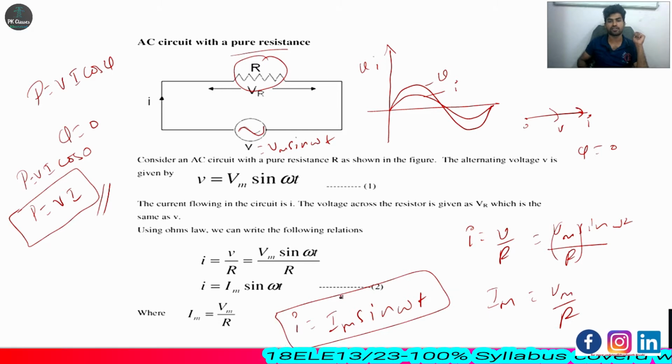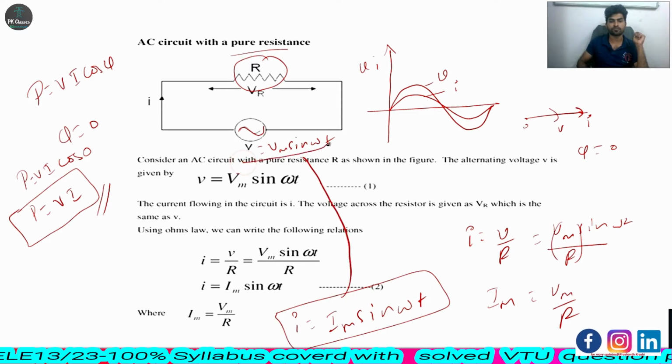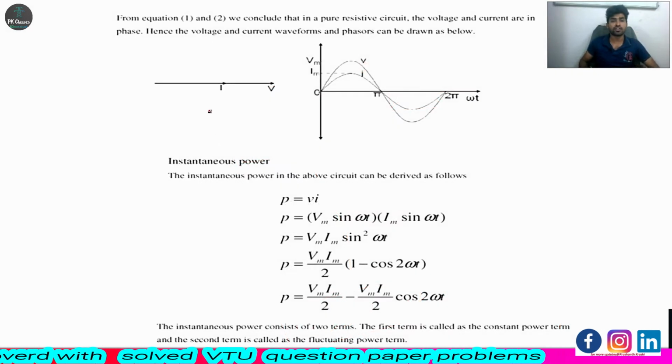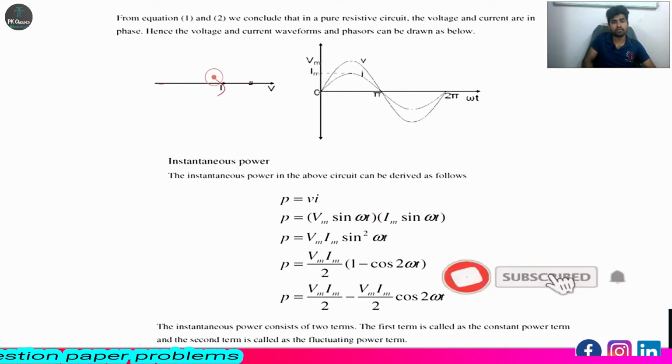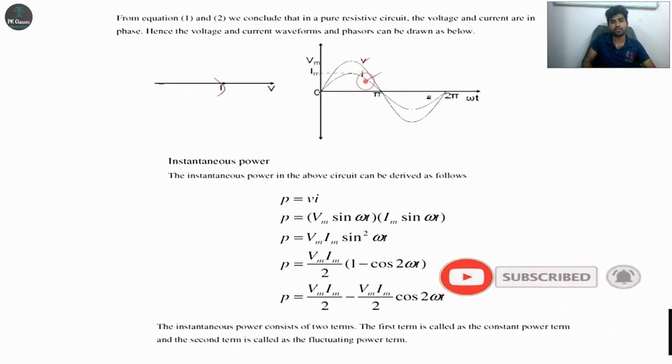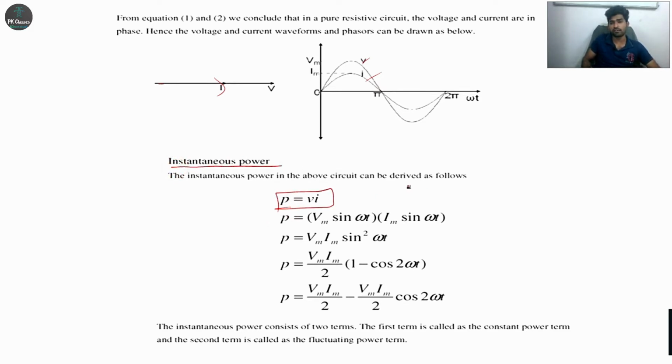Same equation. See here, voltage is this one. Okay. So see the diagram. Voltage and current are in phase with each other. This one is voltage, this is current, and there is no phase angle. So instantaneous power, see, power is equal to VI, right? Everybody knows that. So instantaneous power, alternating quantity, particular instant. So power is equal to VI.